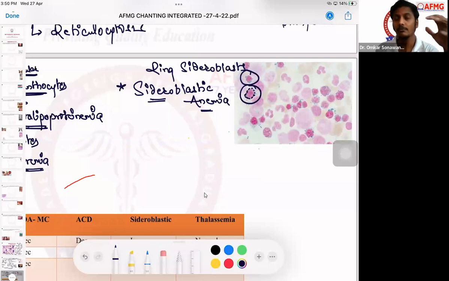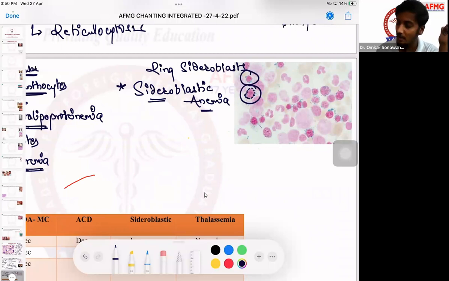So they would give you a history of a patient having TB, who started on anti-tubercular therapy, and now the peripheral blood smear shows ring sideroblasts. Such a picture is suggestive of sideroblastic anemia. Which is the anti-tubercular drug causing sideroblastic anemia?